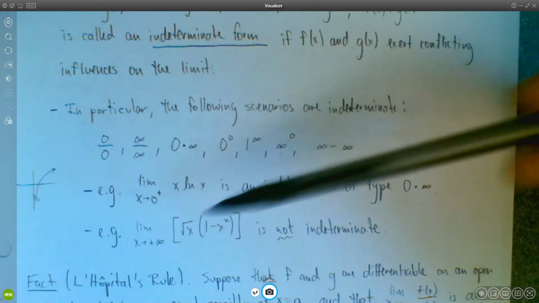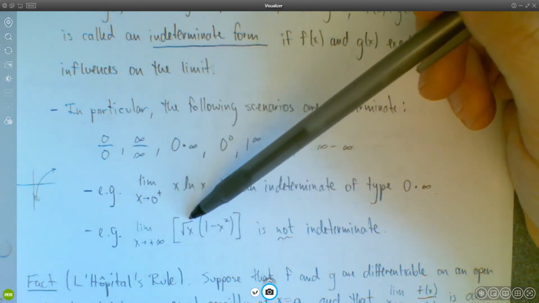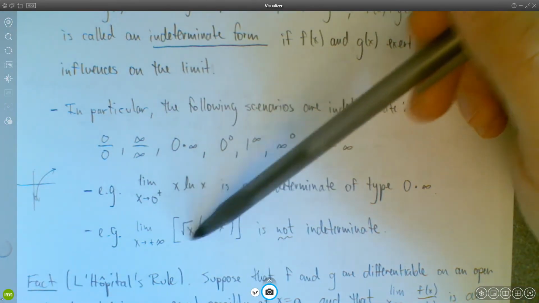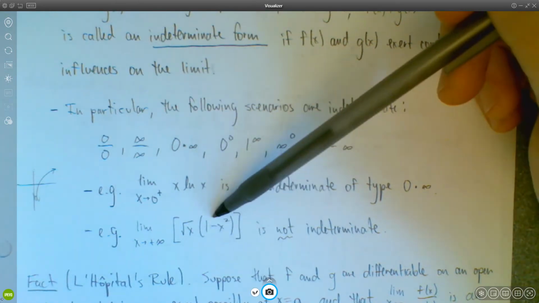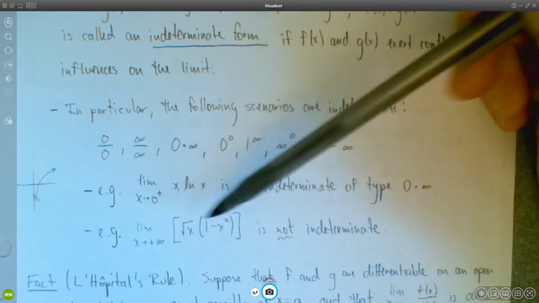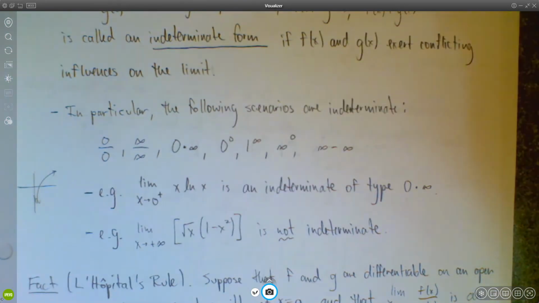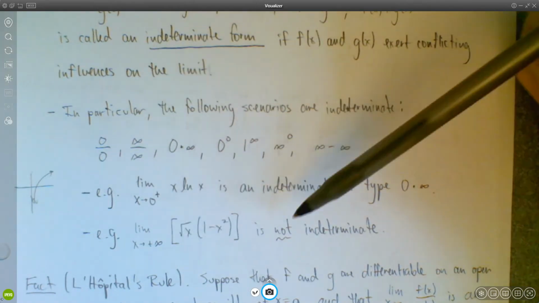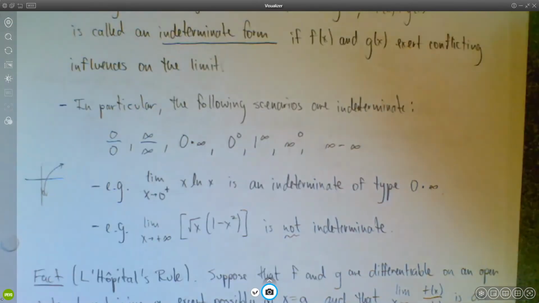On the other hand, this function is not indeterminate. If we're looking at the limit as x approaches infinity of square root of x times 1 minus x squared, as x goes to infinity, square root of x goes to infinity, and 1 minus x squared goes to negative infinity. So this is a positive infinity times a negative infinity. Those aren't exerting conflicting influences. They just combine to make negative infinity. The limit here would just be negative infinity. So this one is not an indeterminate form. So the only indeterminate forms really are these ones up here.